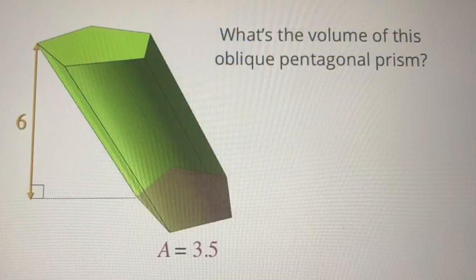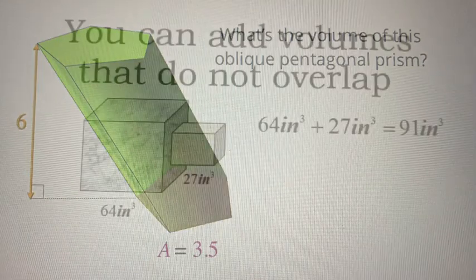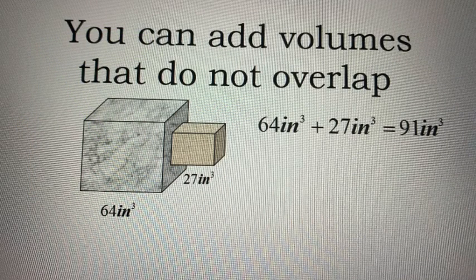Let's look at this oblique pentagonal prism. Again, we have the area of the base is 3.5, the height is 6. We're going to have 21 cubic units. Now you can add volumes together as long as they do not overlap. If you look at this picture, the outside overlaps, but not the volumes. Overlapping volumes would mean that it was inside of one another.